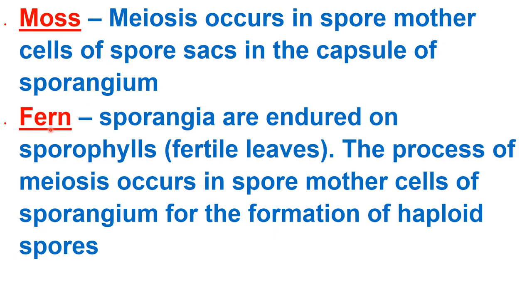Now in the case of ferns, sporangia are borne on sporophylls. What are sporophylls? These are fertile leaves, meaning modified leaves, you can say. The process of meiosis occurs in spore mother cells. Here also, spore mother cells undergo meiosis division. These spore mother cells are present in the sporangium, and meiosis occurs for the formation of haploid spores.